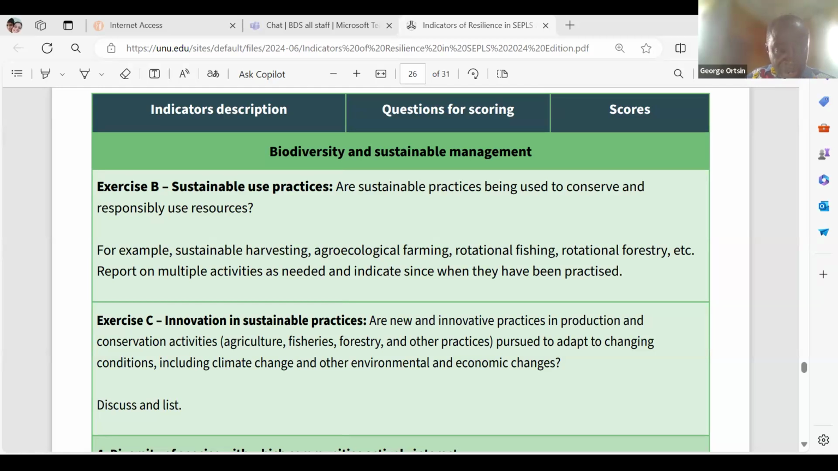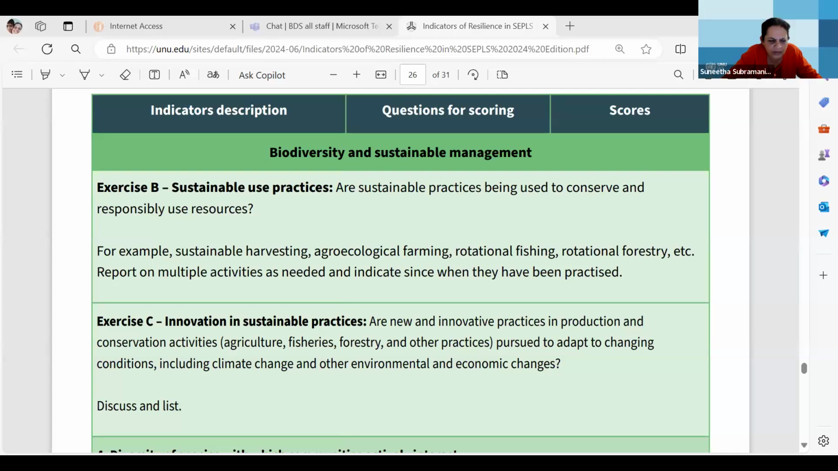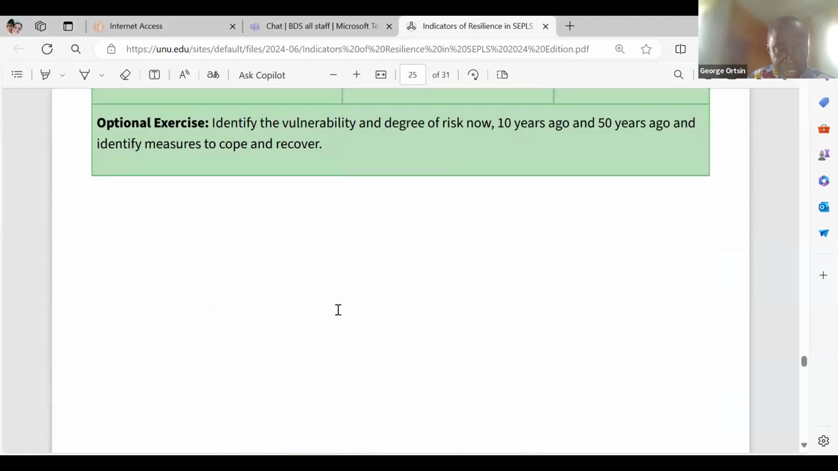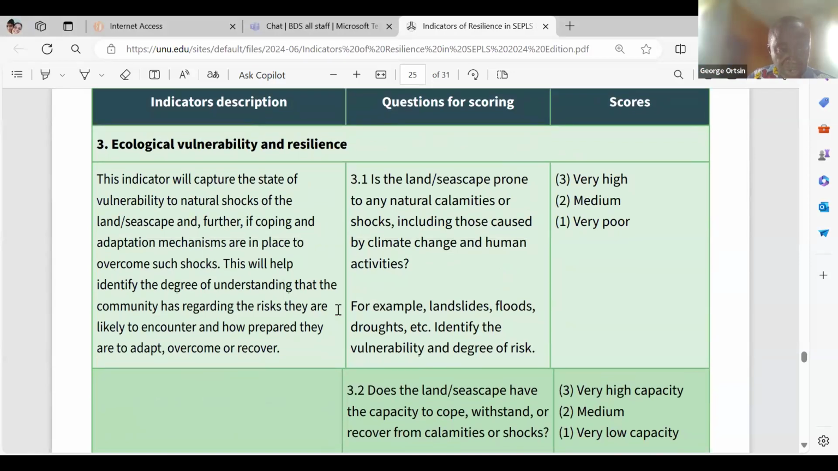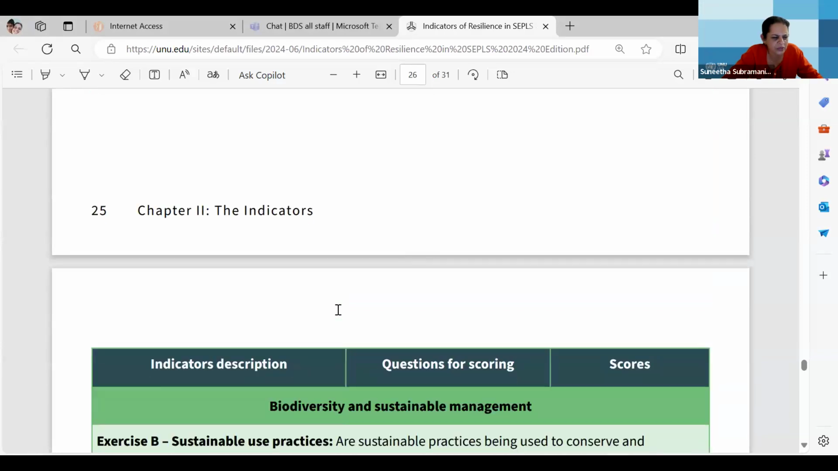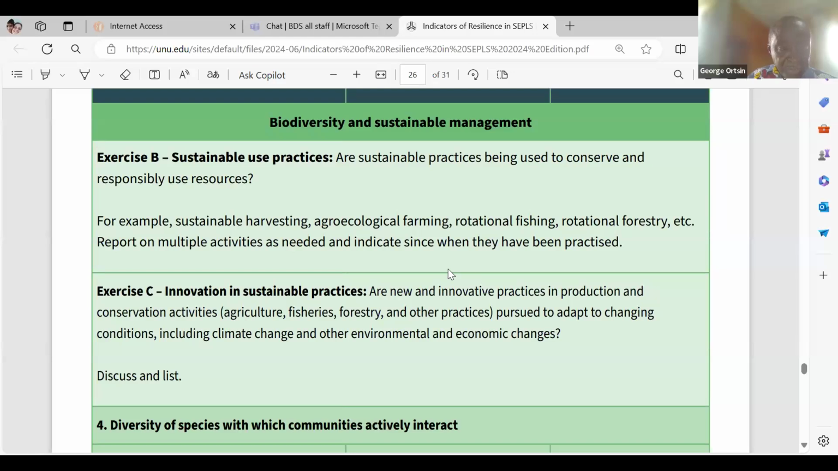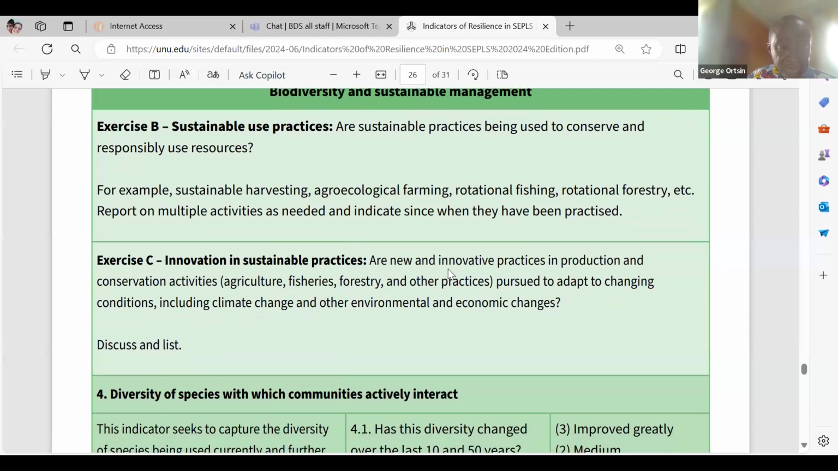Sutina, can you roll down a little on this biodiversity for me? Can you go down? Do you want the question? Yeah, the table with the question. This one, right? On the biodiversity and sustainable. No, I think you have to go up rather. This is the vulnerability one. So you want the sustainable use practices, being used to conserve and responsibly use resources. All right.